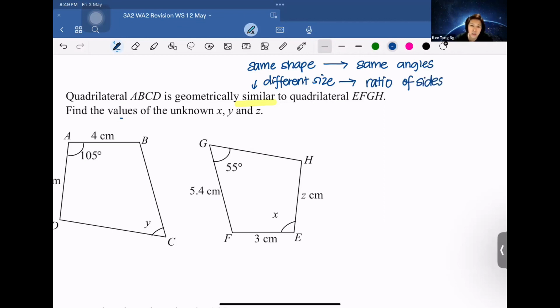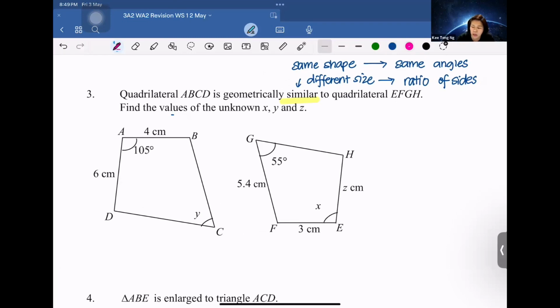So when it comes to similar figures, we need a certain particular ratio. In this case, I like to match my labeling: A, B, C, D to match with E, F, G, H.